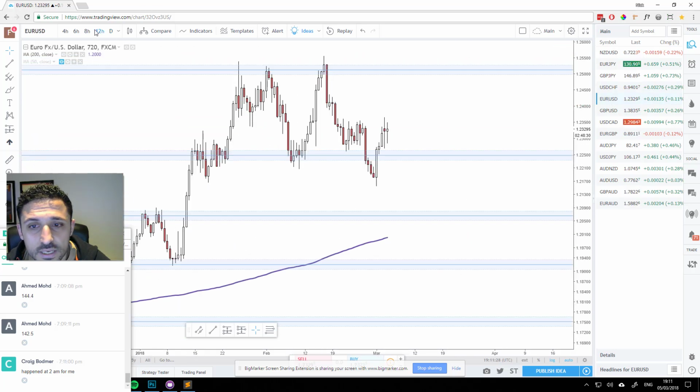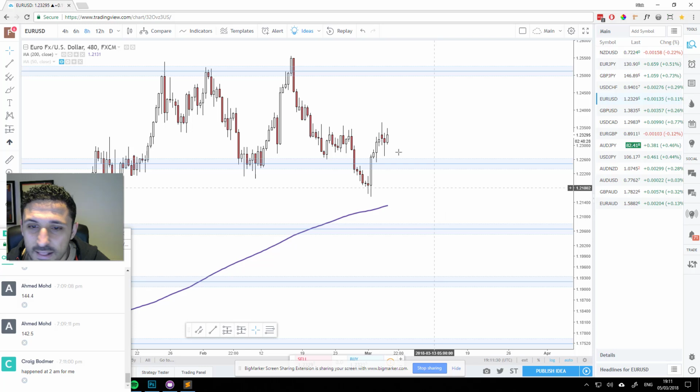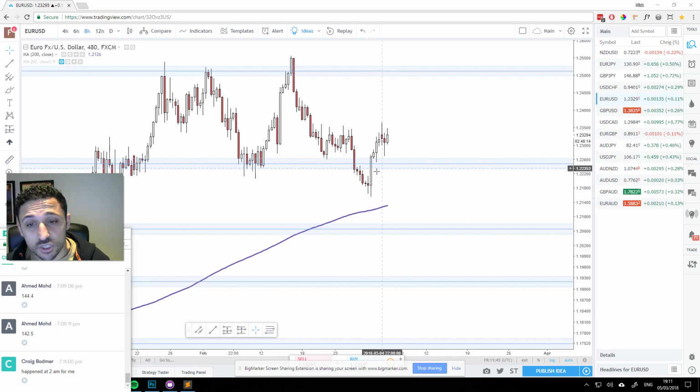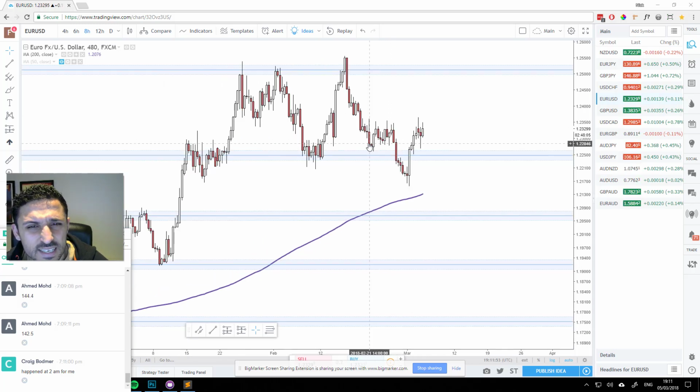EURUSD, what's going on here? It pushed below the support area. I didn't want to go short here because I was looking for a retrace to resistance before going short. It did retrace, but it didn't really stall or give us any kind of short setup. It just smashed straight through that resistance area. So right now, there's not much that I would personally want to trade here.